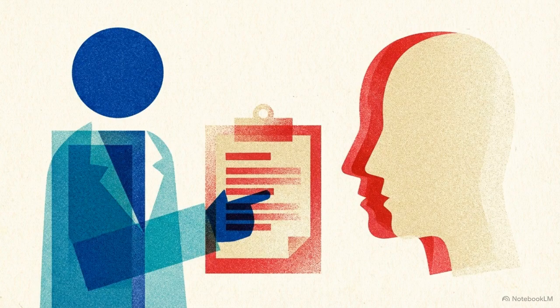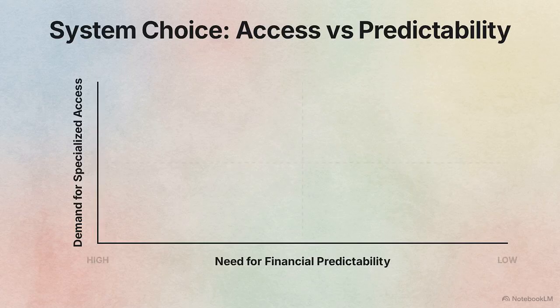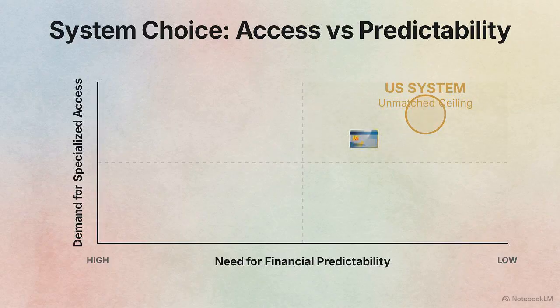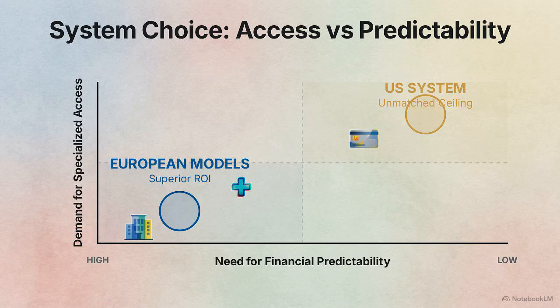There is no perfect healthcare system. Every single model must ration care in some capacity. To evaluate which system works best, you have to look at your own medical and financial reality. This chart maps the need for financial predictability on the horizontal axis against the demand for specialized access on the vertical axis. If you are a healthy high earner who demands immediate diagnostic access and luxury amenities, you sit in the top right. For this specific demographic, the U.S. system offers an unmatched ceiling.